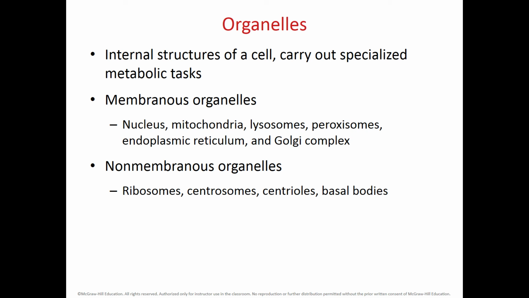Now for the organelles. So we have membranous and non-membranous organelles. The membranous organelles will be the nucleus, because they have a membrane. That's why they're called membranous. So you have the nucleus, the mitochondria, lysosomes, peroxisomes, endoplasmic reticulum, and Golgi complex. So all of these organelles, they have a membrane. Now the organelles that they don't have a membrane: ribosomes, centrosomes, centrioles, and basal bodies.